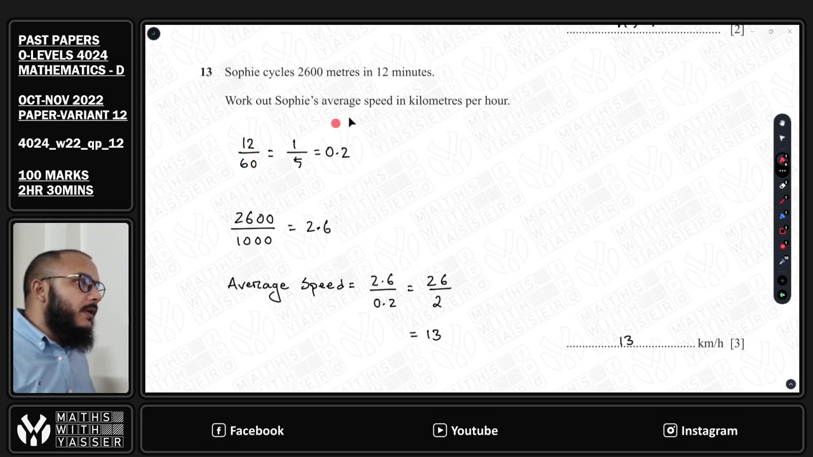So when you are going from a smaller unit to a larger unit, you need to divide. And when you are going from a larger unit to a smaller unit, you need to multiply. So 12 over 60 is the same as 1 over 5. If I divide both the numerator and the denominator by 12, I will get 1 over 5, which is 0.2.